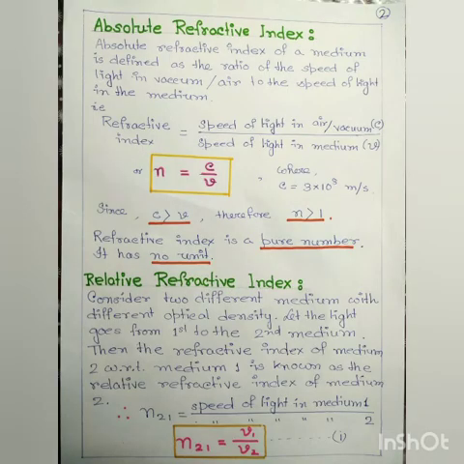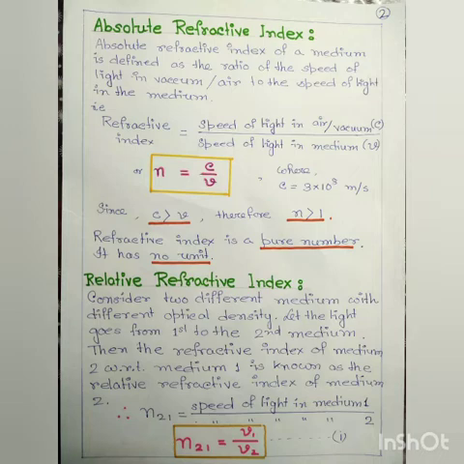Now let us discuss absolute refractive index. Absolute refractive index of a medium is defined as the ratio of the speed of light in vacuum or air to the speed of light in the medium. That means for absolute refractive index, we have to consider the first medium as vacuum or air and the second medium any of our interest. As we know, for refraction of light, we need two media of different optical density. For absolute refractive index, the first medium is always vacuum or air. Clear?